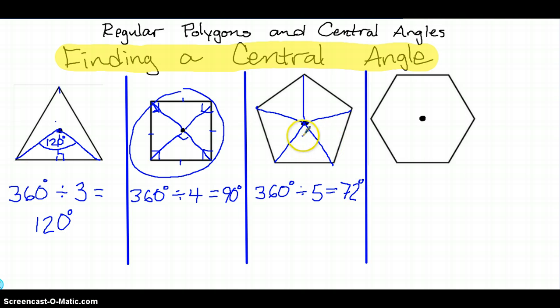And so what that means is that each one of these angles is 72 degrees all the way around that center point. 72, 72, 72, 72, 72. We know that because it's called a regular polygon, that all the angles are going to be the same, including the central angles, and that helps us find these other angles.